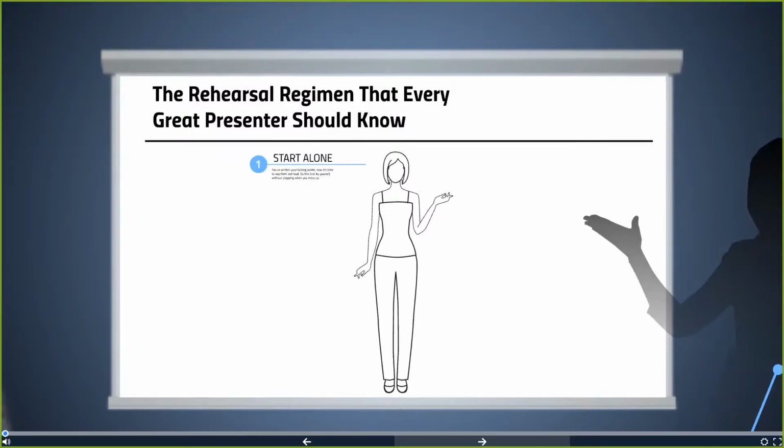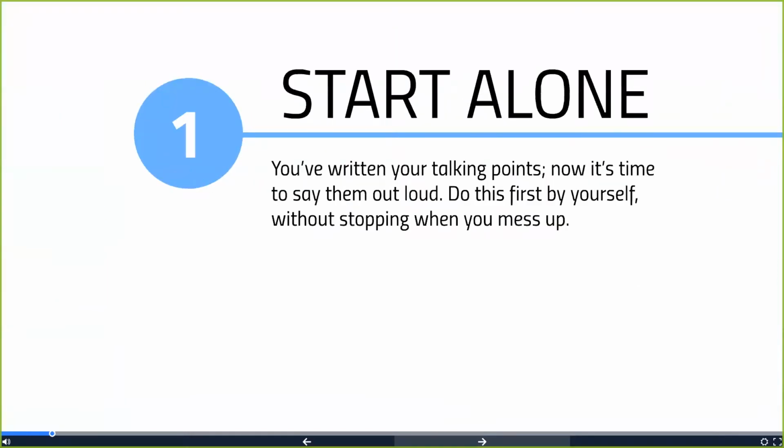Start alone. You've written your talking points. Now it's time to say them out loud. Do this first by yourself without stopping when you mess up. So a great thing to do, and I always used to do this when I first created a presentation, I would always go about and make sure that I practiced it out loud, because practicing it in your head is a totally different experience to practicing it out loud.